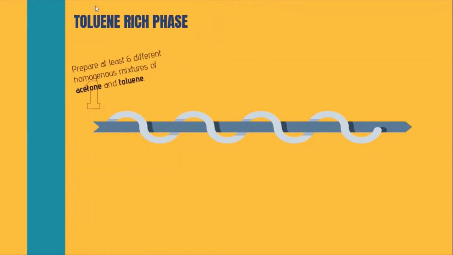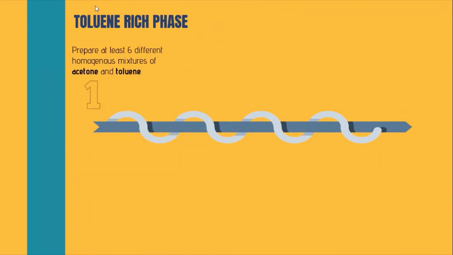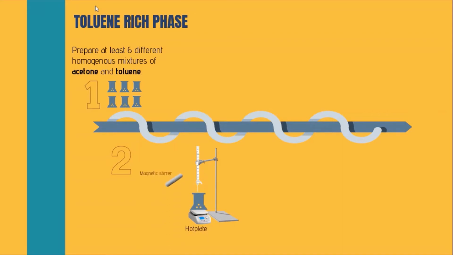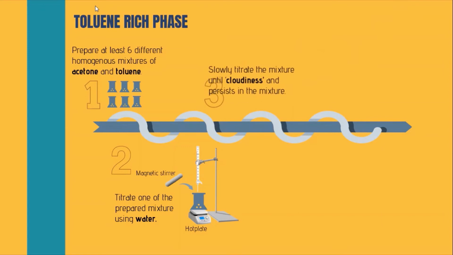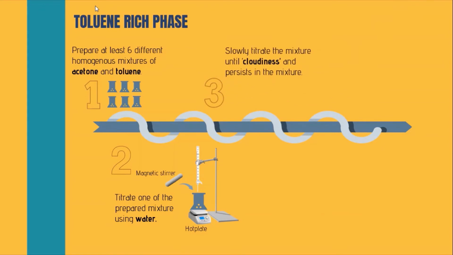The first step is to prepare at least 6 different homogeneous mixtures of acetone and toluene in the beakers first, then transfer them into the conical flask for the titration process. The second step is to place the conical flask on a hot plate and place a magnetic stirrer into the mixture, then titrate the mixture using water. The third step is to slowly titrate the mixture using the water until cloudiness appears and persists in the mixture.